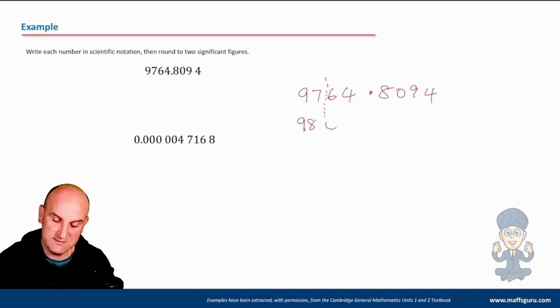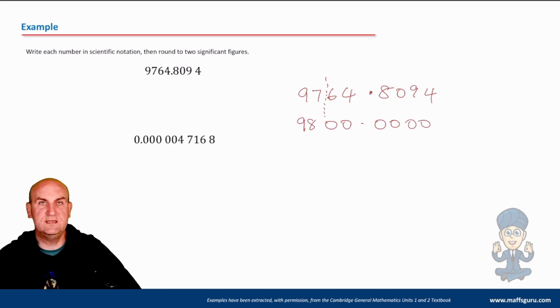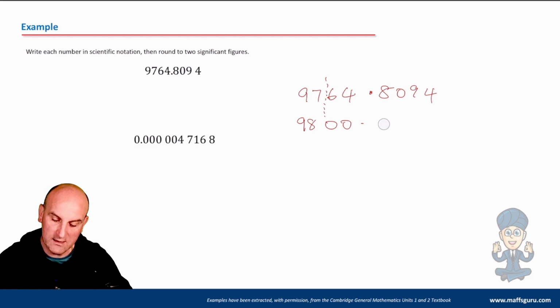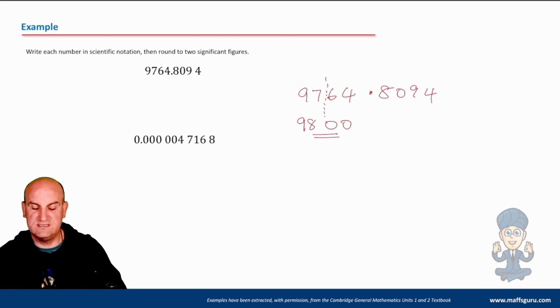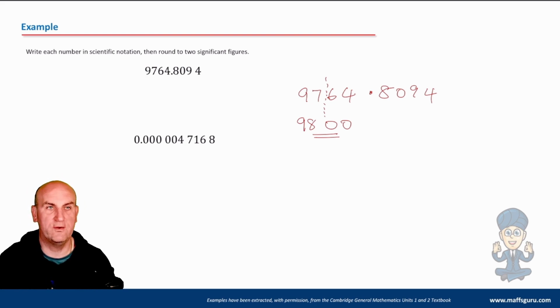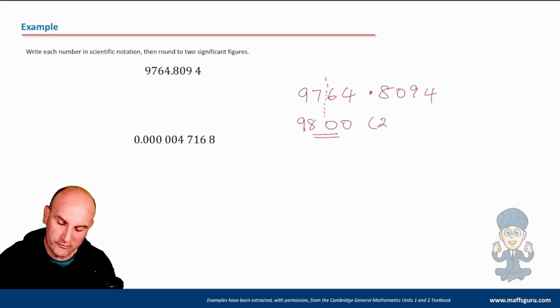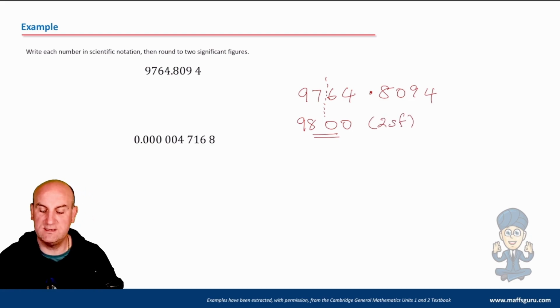Replace all the rest of the numbers with 0, 0.0000. And what do we notice? I've got a 0.0000. Well, I don't need those. So my decimal point goes, and there we go. So 9,764.8094 rounds to 9,800 to 2 significant figures. And again, notice I put there 2SF.